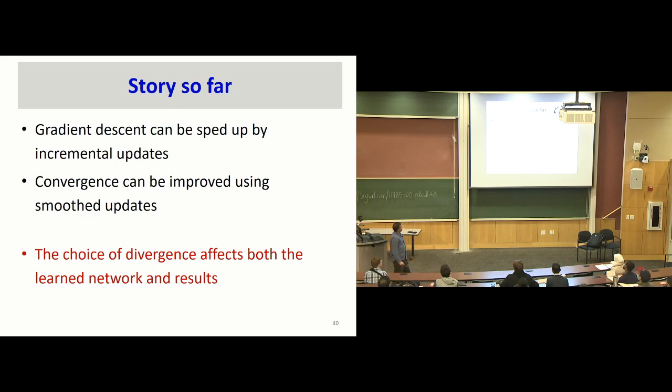Anyway, going on, gradient descent can be sped up by incremental updates. Convergence can be improved by using smoothed updates. The choice of divergence affects the learned network and the results.